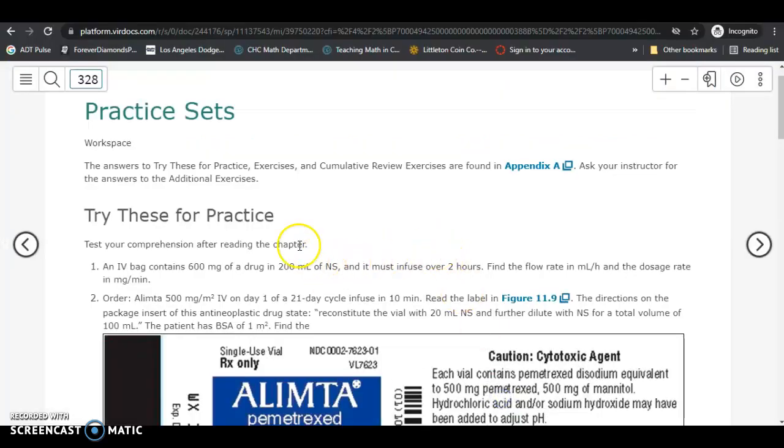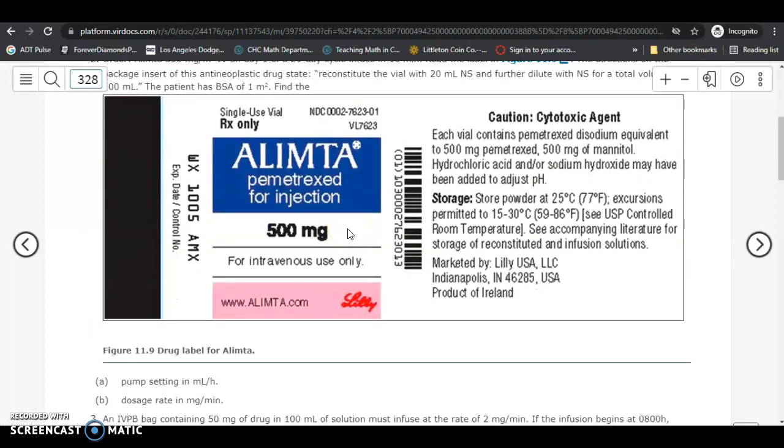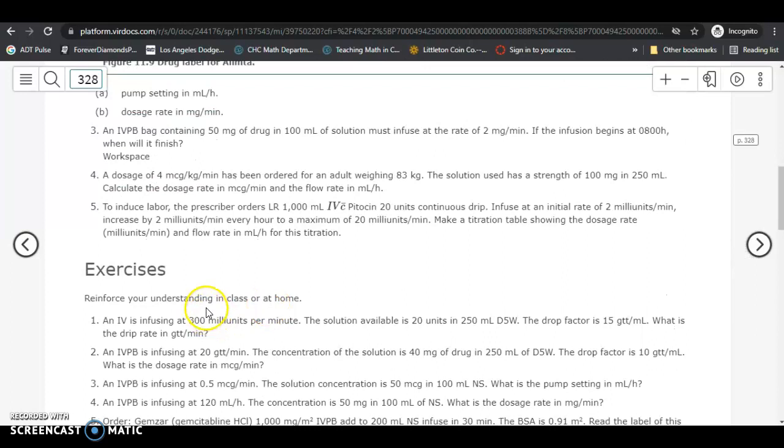Okay, so in the ebook, the practice exercises start on page 328, and they come right before the regular exercises in the chapter.